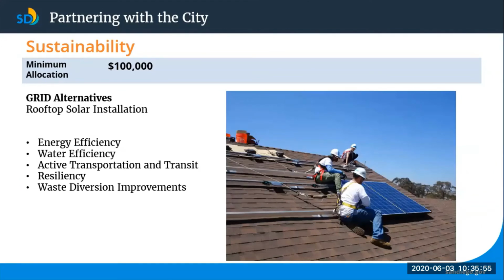And then the final category is sustainability. This is also an eligible expenditure under our CDBG program. Grid Alternatives is an example. They provide rooftop solar installation for low and moderate income homeowners. We can also fund water efficiency programs and transit resiliency programs.